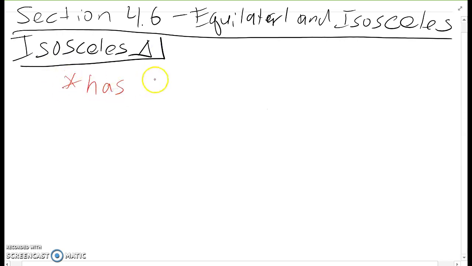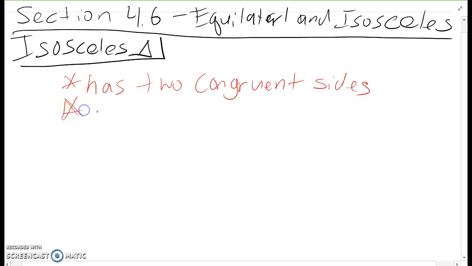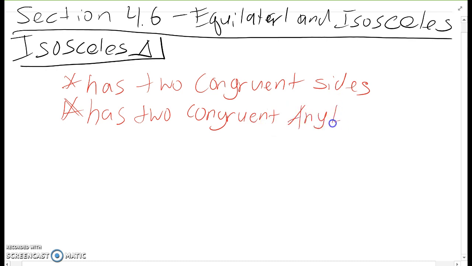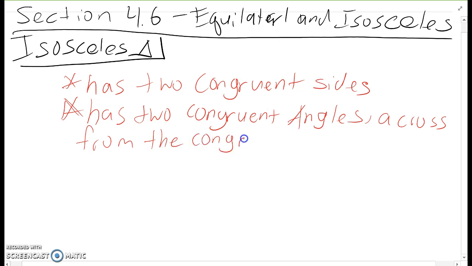An isosceles triangle has two congruent sides, and has two congruent angles across from the congruent sides.